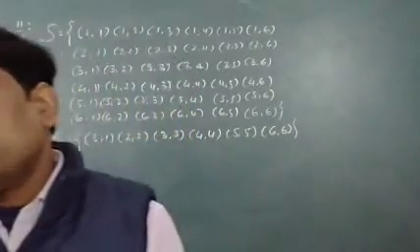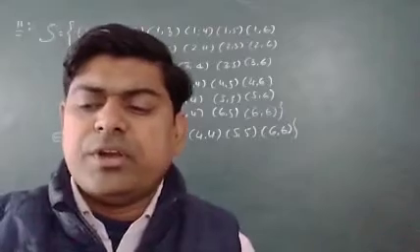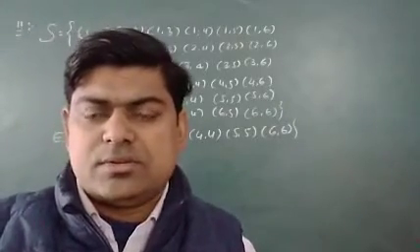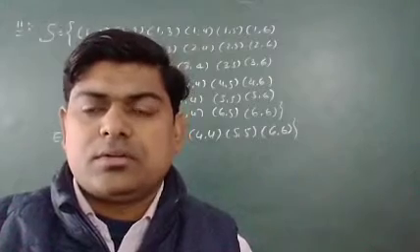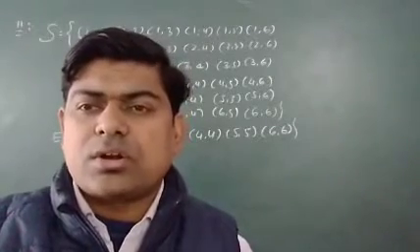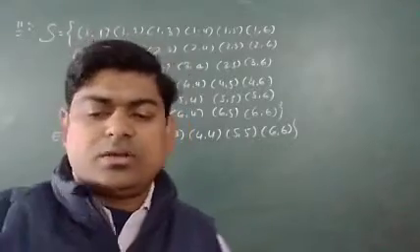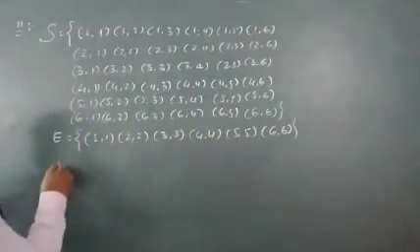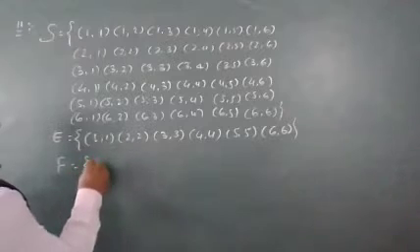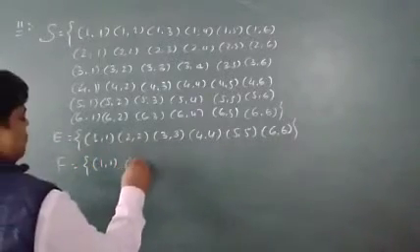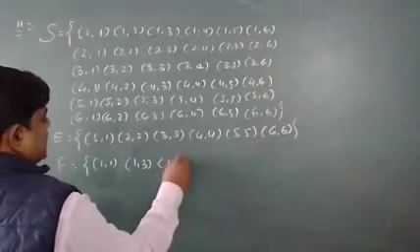And now it's written, F is the event that the product of the numbers on the two dice should be odd. Listen to what I said: the product of the numbers on the two dice should be odd. Now for F, I think I can take 1 1. 1 into 1 will be 1. I can take 1 3. I can take 1 5.